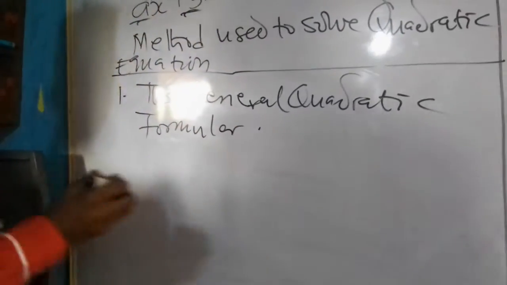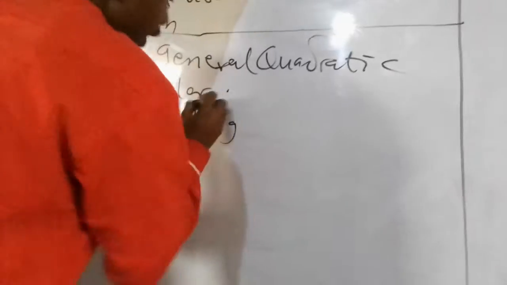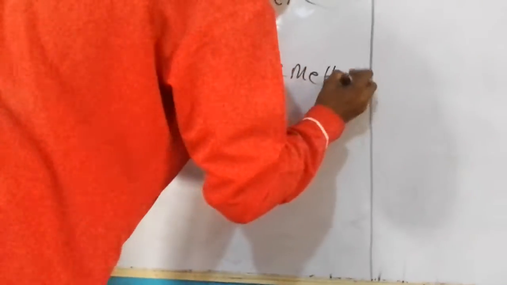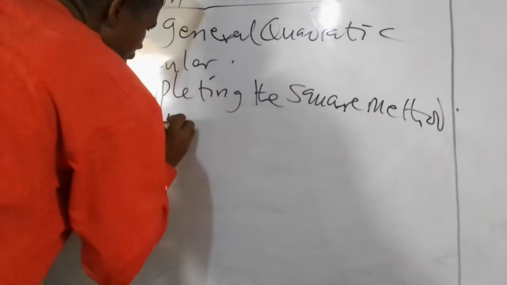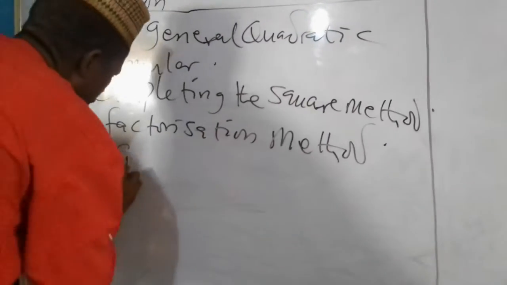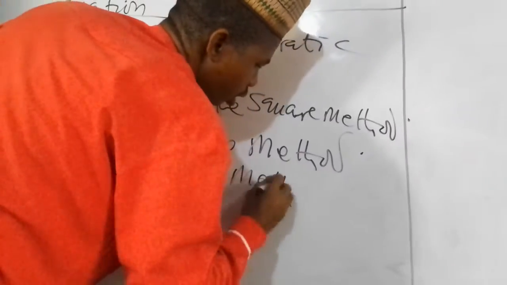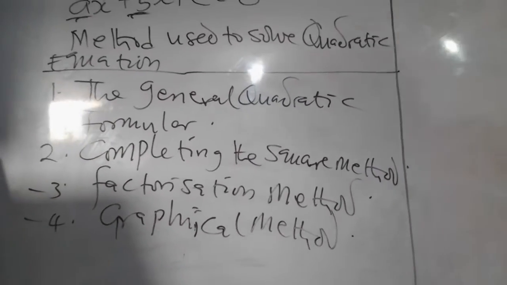The second method is called what? Completing the square method. The third method is called the factorization method. The fourth, or the last method, is called the graphical method. These are called the 4 methods used to solve a quadratic equation.